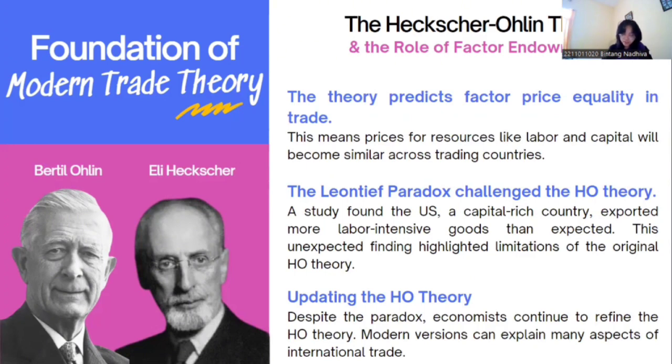The Leontief paradox challenged the Heckscher-Ohlin theory. A study found that the US, a capital-rich country, exported more labor-intensive goods than expected. This unexpected finding highlights a limitation of the original Heckscher-Ohlin theory. Despite the paradox, economists continue to refine the theory. Modern versions can explain many aspects of international trade.